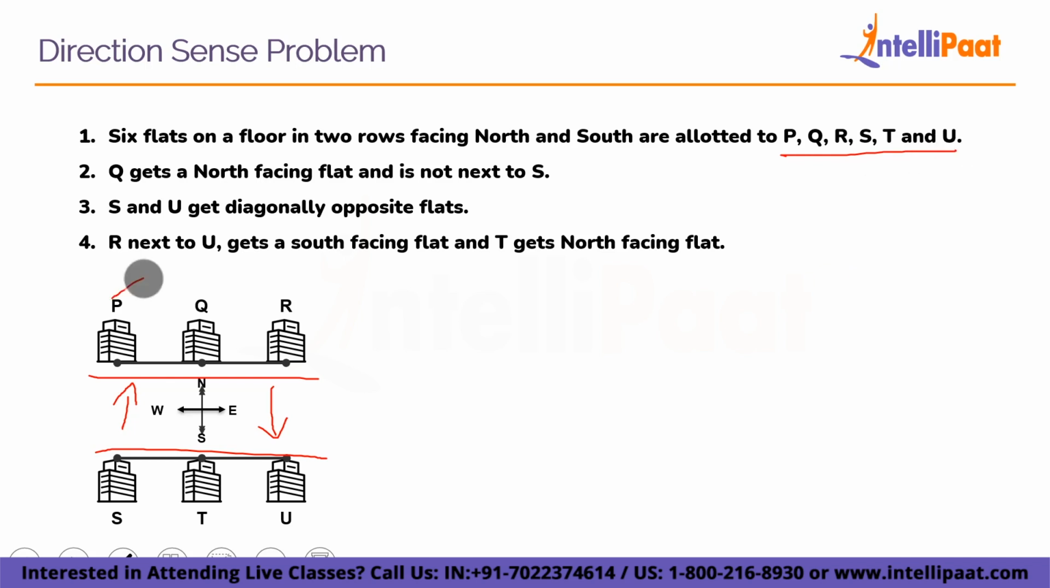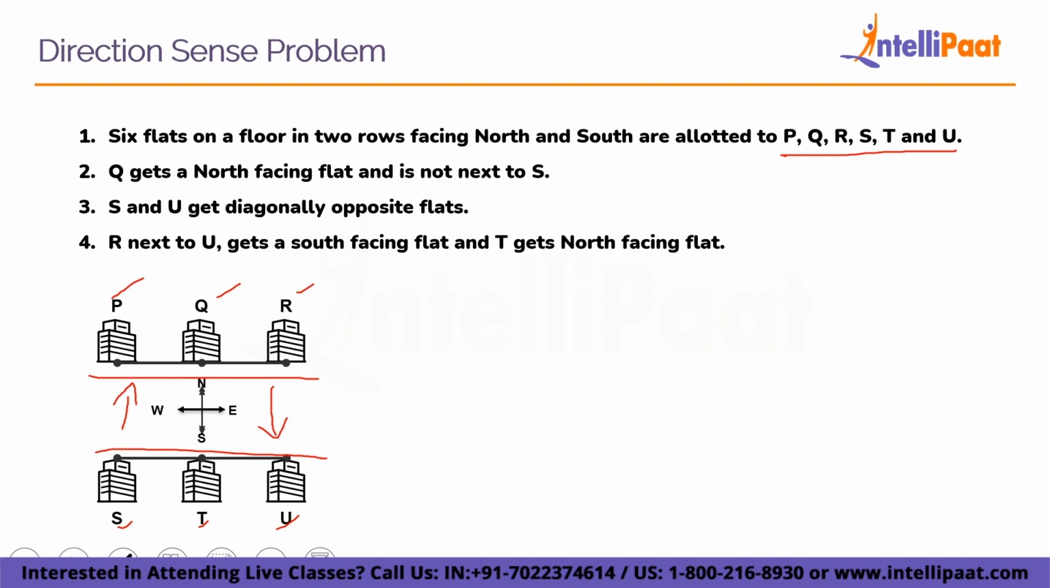And here are the 6 flats, that is P, Q, R, S, T, U. So I have given the names to the flats accordingly, right? Now let's see our second information, which says that Q gets a north facing flat and is not next to S, right?